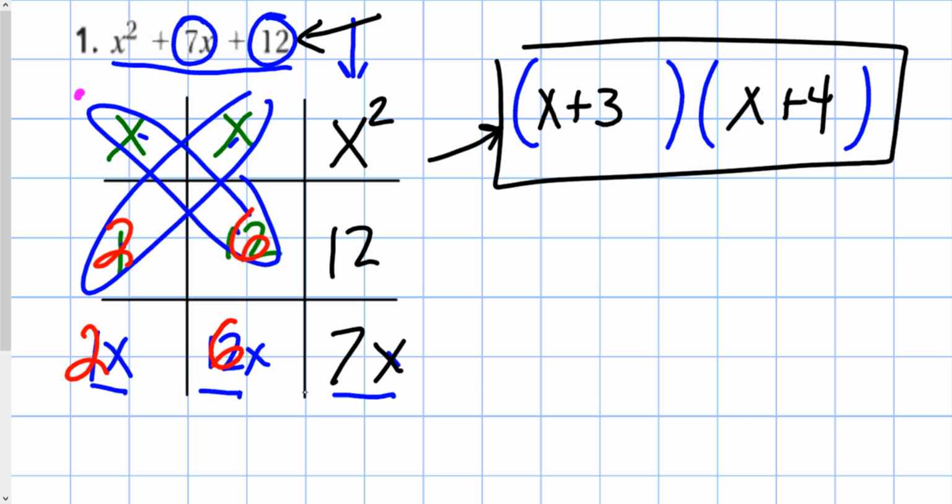2x and 6x does not equal 7x. So the deal with factoring is you have to guess and check to try to find the correct answer, and there's no easy way to do it. There's no perfect way to give you the correct answer the first time. It's just try something. If it works, great. If it doesn't, try something else.